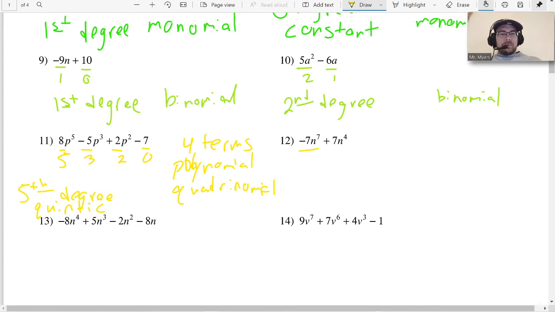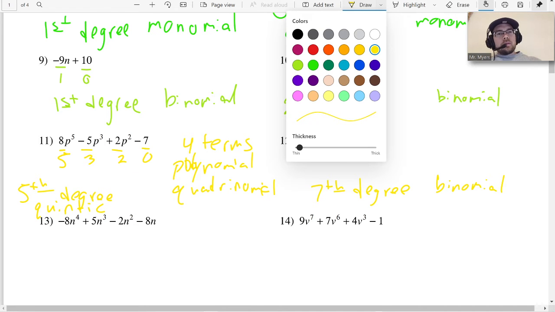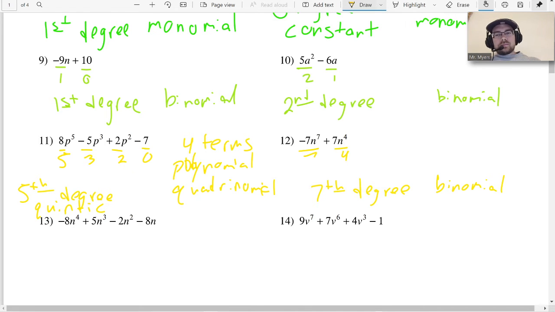Speaking of, it's a binomial. And that's a 7, and that's a 4 degree. So that's a 7th degree binomial. Okay. On to the next.